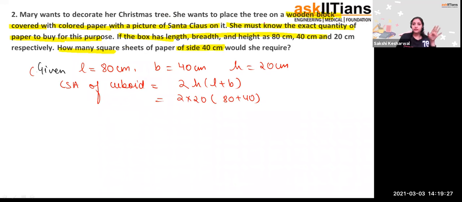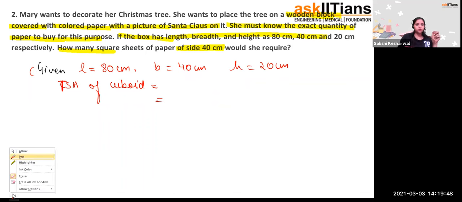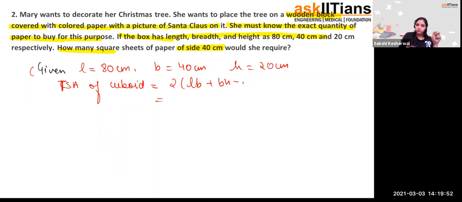She wants to place a tree on a wooden block covered with colored papers with a picture of Santa Claus on it. She's going to cover the entire part, so it is not the CSA, it is the TSA. So this is equal to how much, beta? It's 2 times LB plus BH plus LH.